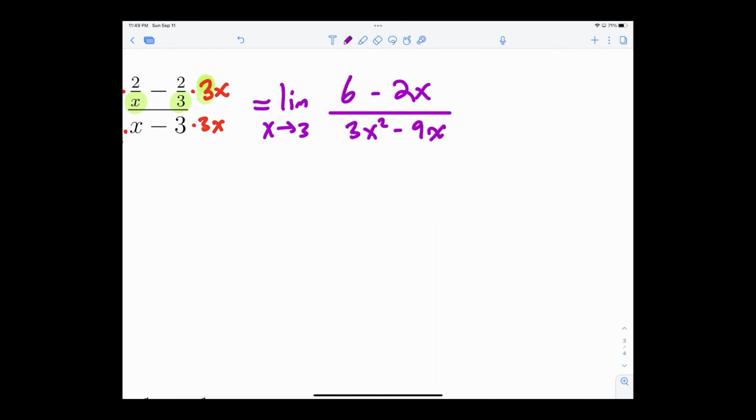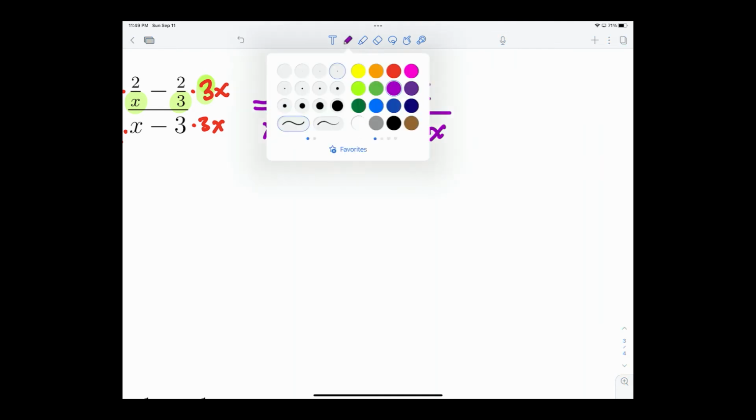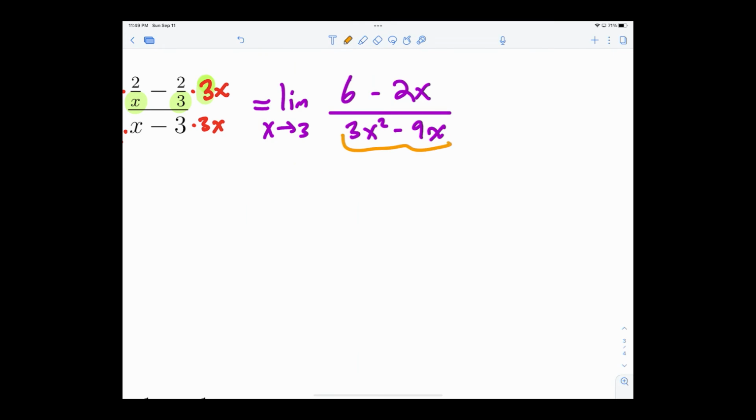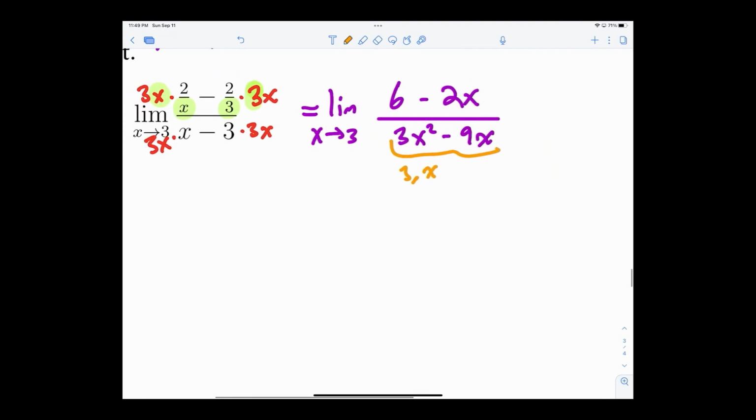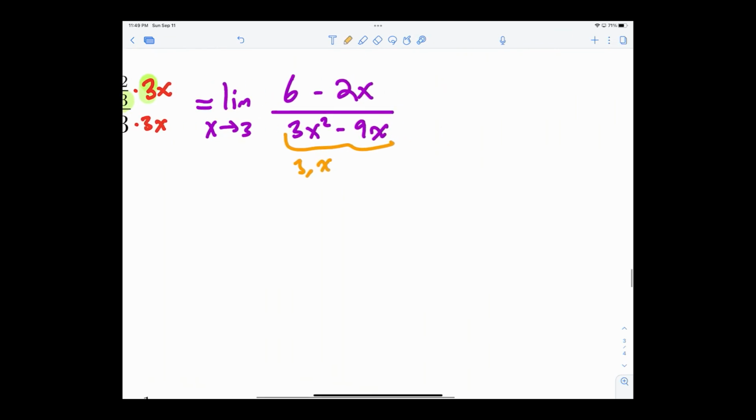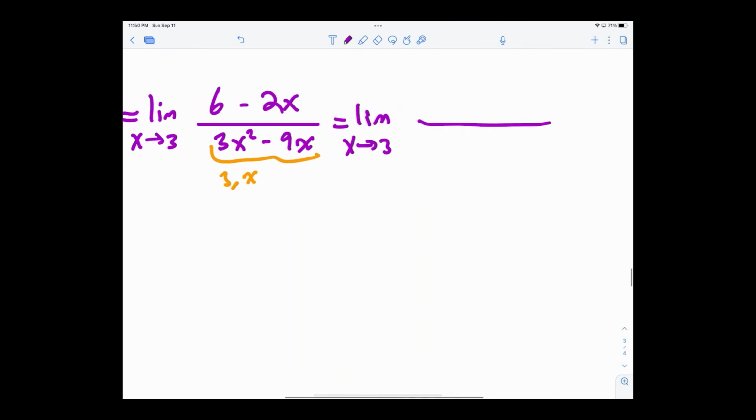All right, so from here we need to cancel some stuff. In order to cancel some stuff, we're going to have to factor some stuff out of the denominator. So you look down here and you realize that these both have a 3 and they both have an x, right? So we can factor out a 3x. Now you might be saying, of course we can factor out a 3x. We just multiplied in the 3x. Okay, fair enough. But I multiplied it in, so now I have to unmultiply it. So we're going to go ahead and take out that 3x.